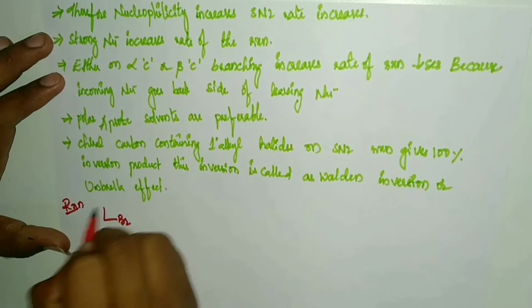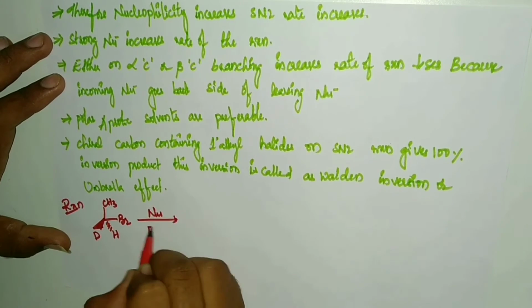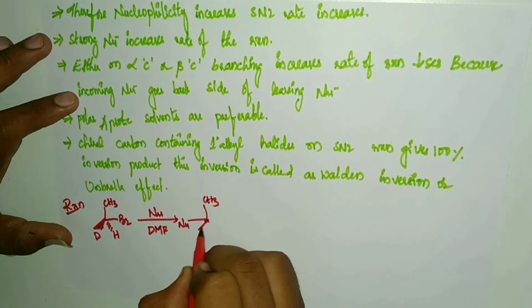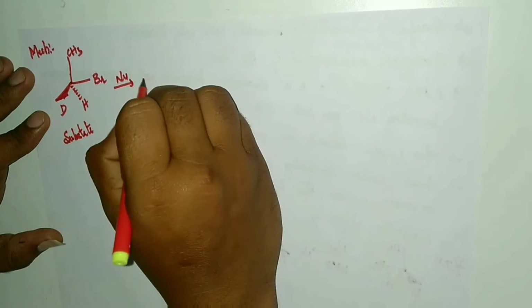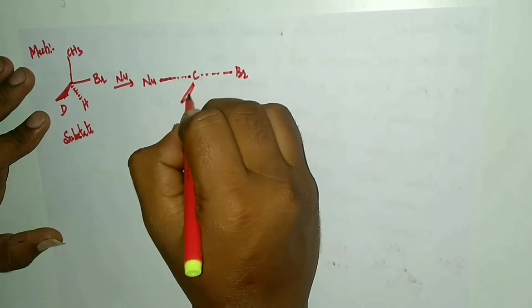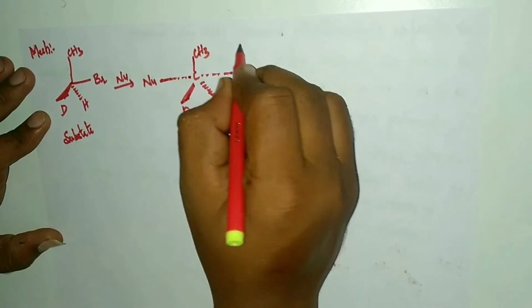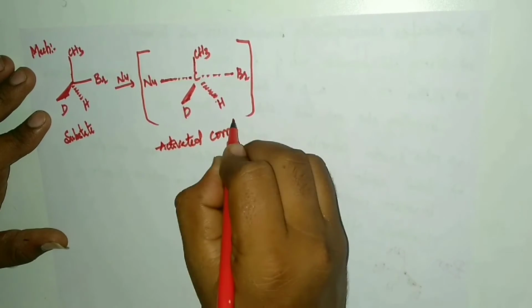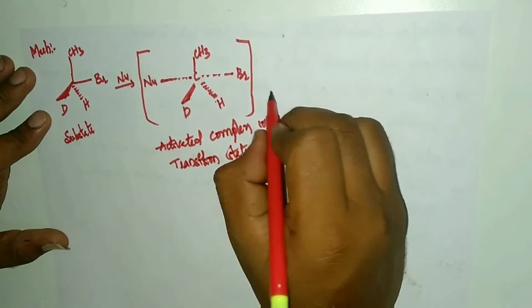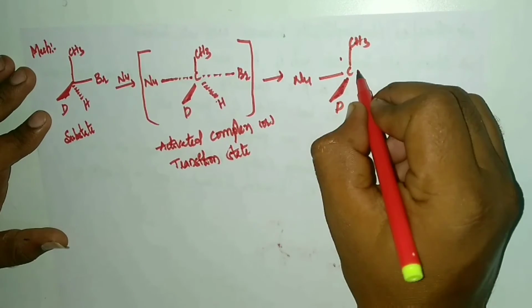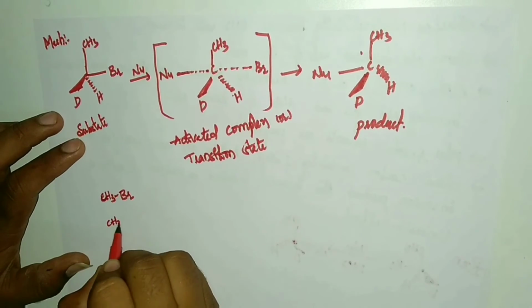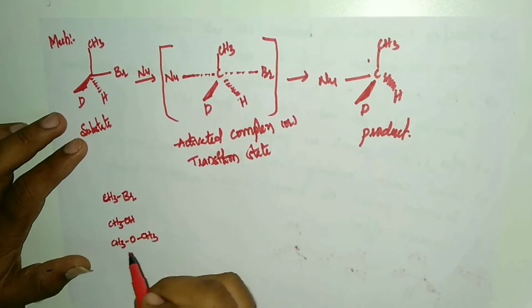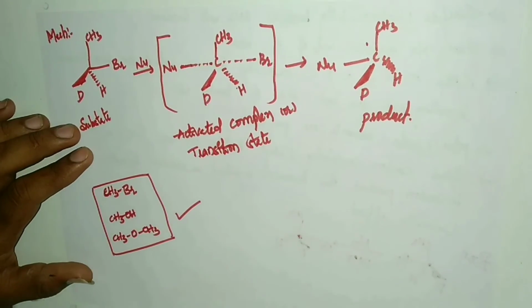Here I am giving the reaction. The incoming nucleophile is represented as Nu and the solvent is DMF. The outgoing nucleophile is bromine and the product is the inversion product. Here is the mechanism: substrate, incoming nucleophile, activated complex or transition state, and then the result, the inversion product.